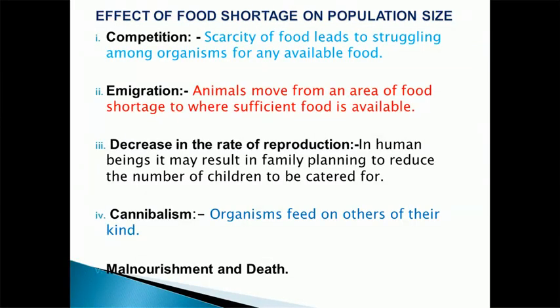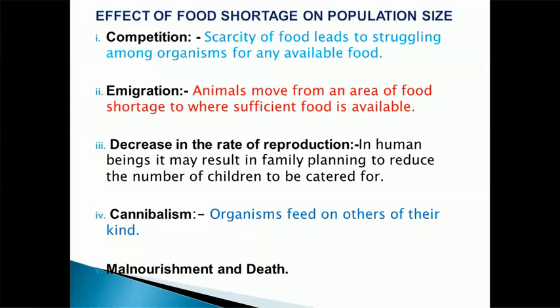Number 1 effect is that it can cause competition. Competition is the struggle between organisms for the resources they need. Scarcity of food leads to struggling among organisms for any available food. So when there is food shortage, the organisms will tend to fight one another in order to have the food, and the stronger ones get the food while the weaker ones go hungry or without food.